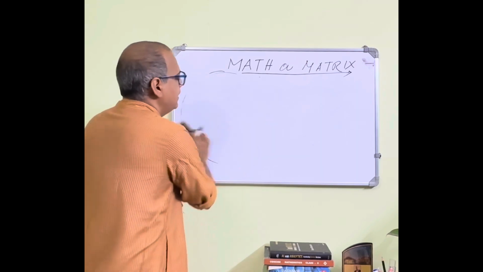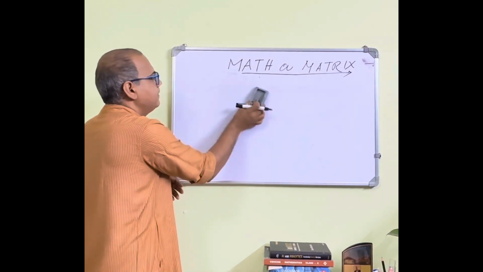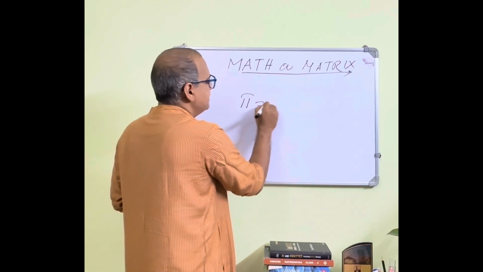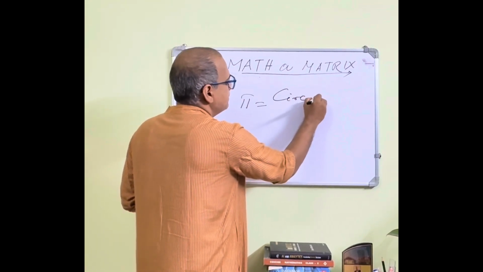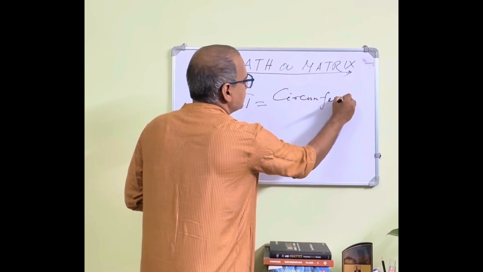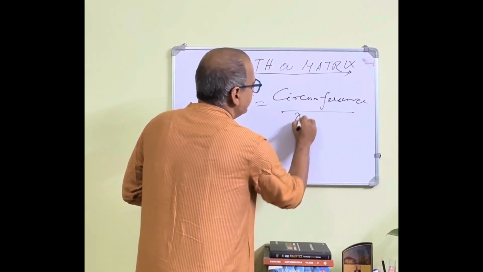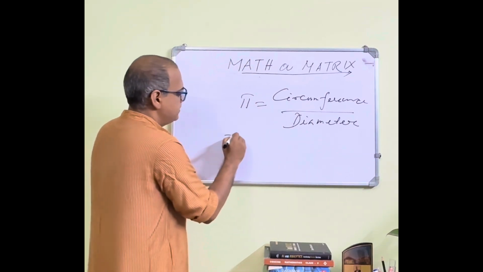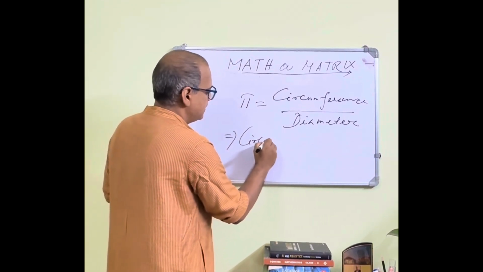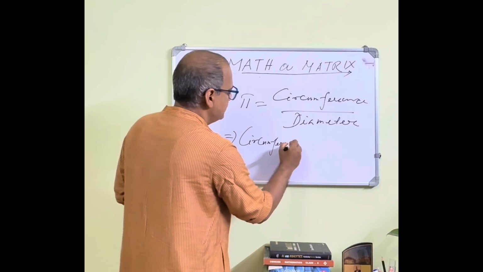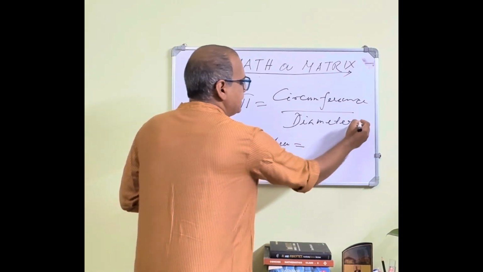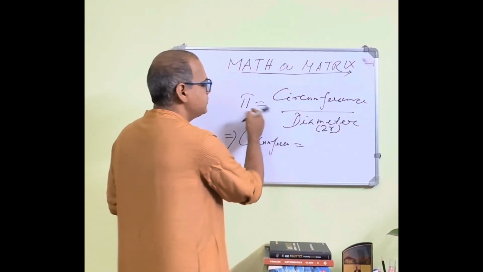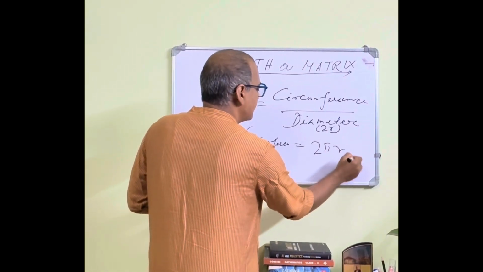And with this pi, we can simply derive the formula of the circumference of a circle. So pi is nothing but circumference by diameter, which implies circumference equals pi times diameter, and diameter is nothing but 2 into r, where r is the radius of the circle, so it becomes 2 pi r.